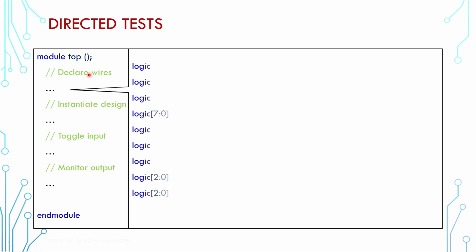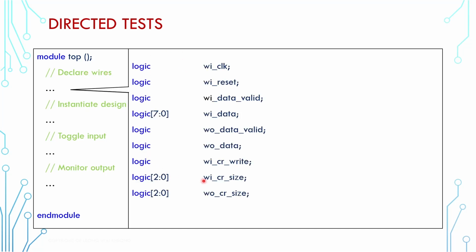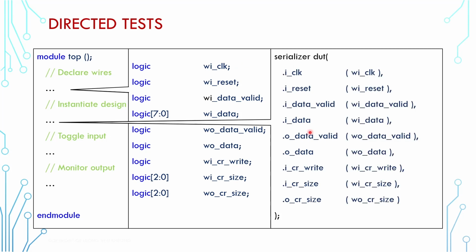First, the wires. That's kind of simple. We just create a bunch of wires or logic. These are to be connected to the design port. Second, we instantiate the design. These are design ports and these are the wires we created.